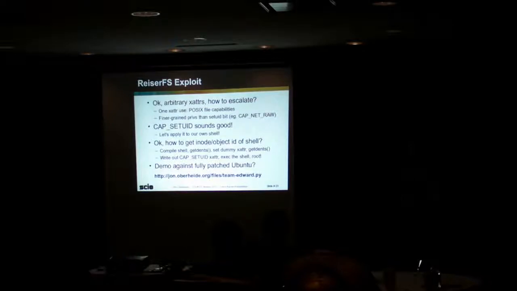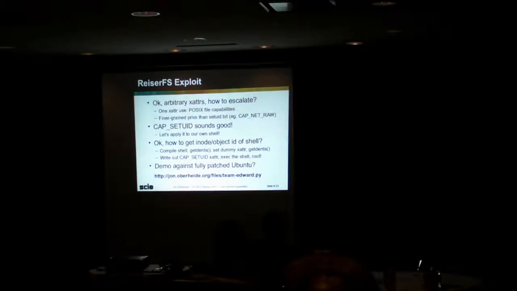So we do a little trick where we compile the shell, get a list of the directory entries of that directory, sort of a pre-snapshot. We can set a dummy extended attribute as an unprivileged user, and then get another directory listing of that directory and see the change that has happened, and notice that the new entry in it is the inode of our shell.